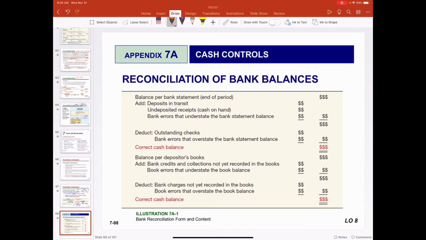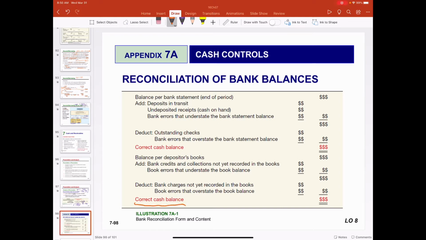Reconciliation of bank statements. This part was introduced in Financial Accounting ACT 211, but here I want to recover it to refresh your memory. It is important because only after reconciliation can we get the real, correct cash balance.